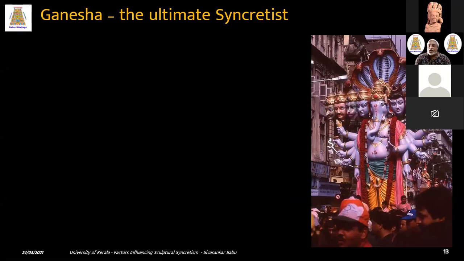Having analyzed the schedule, I don't see anything about Ganesha. Ultimately, this is the god who has been syncretist all along, and I wanted to cover him briefly for around 5-10 minutes. You can see Ganesha can be in any form, he can absorb all gods, and he has progressed in many ways.